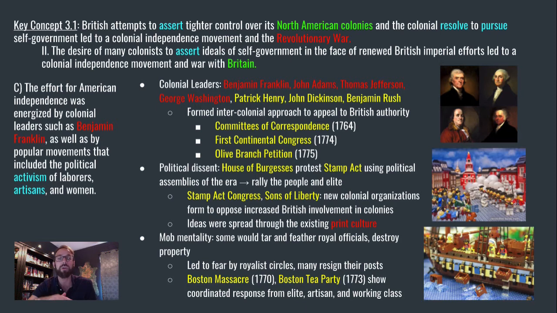What happened as a result were those coercive acts I mentioned before. The colonists called them the Intolerable Acts. It closed Boston Harbor and heavily regulated things, and also brought in a greater military presence of redcoats as well.